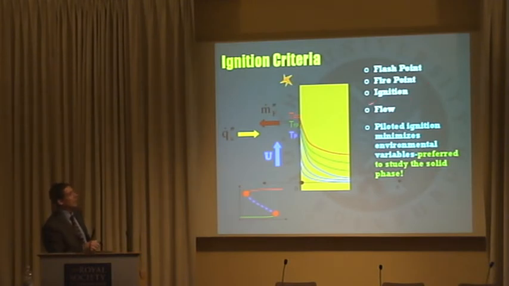The flow is an important parameter, but we fix the flow so we can standardize the conditions of the test, and the piloted ignition minimizes all other environmental variables because it puts a huge heat source here that as soon as you get into this flammable regime, it will ignite everything. But what does the standard do? The standard basically eliminates all this and just simply says the time to get to pyrolysis is much, much longer than everything else. Okay? So I can ignore flash point, I can ignore fire point, and call the ignition the point where you start producing flammable gases.